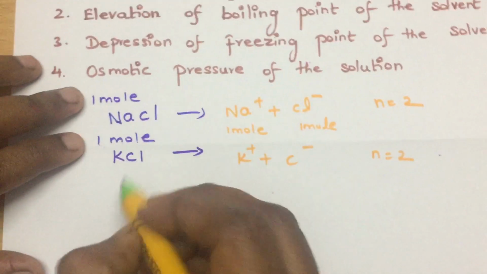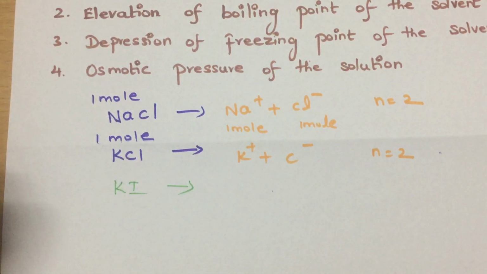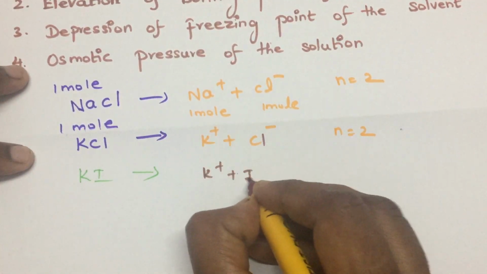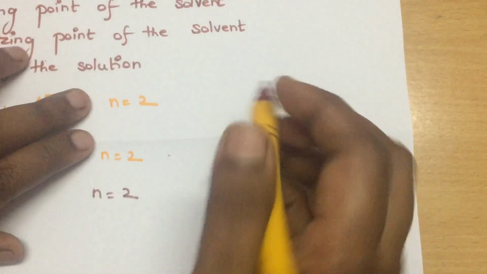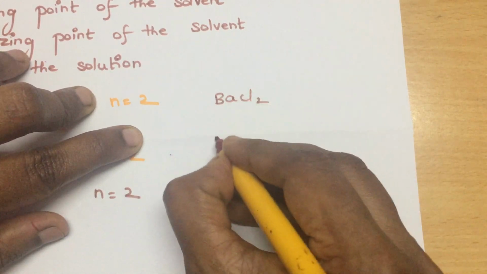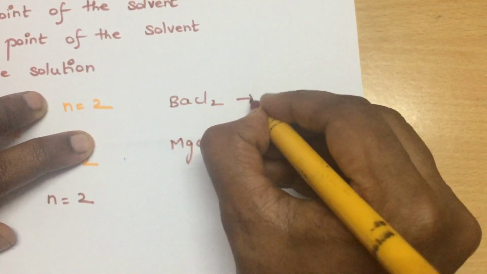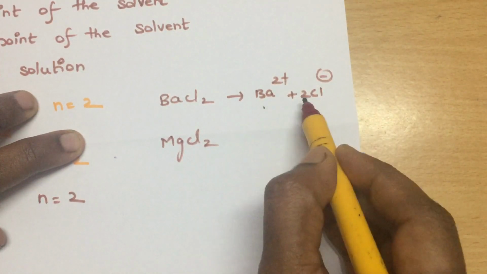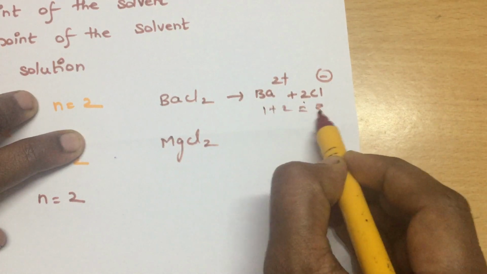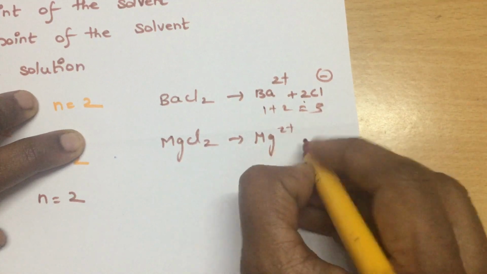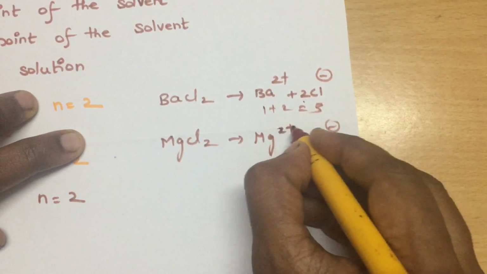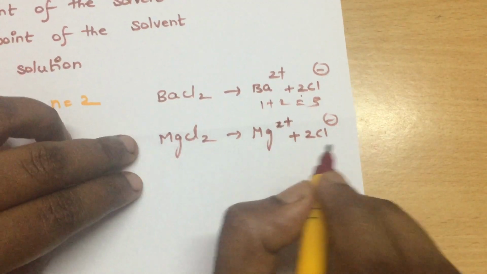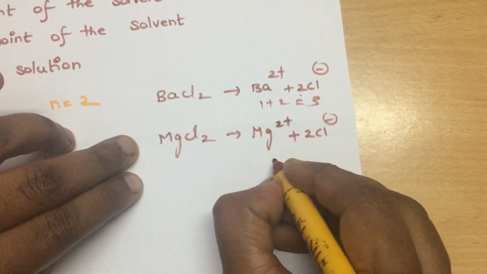So if you are going to take KI, the effect is going to be the same because K plus, I minus. So the number of particles is equal to 2. So if you take BaCl2 or MgCl2, what is the number of particles? It is going to give Ba2 plus and 2Cl minus. What is the number of particles? 1, 2, இங்கே ஒரு 1 plus 2 is equal to 3. அதே மாதிரி தான் magnesium. So irrespective of its nature, electronegativity, positivity, electron rich, electron power, size, அதெல்லாம் இல்லாமல் depends only on the number of particles. Okay, here n is equal to 3.